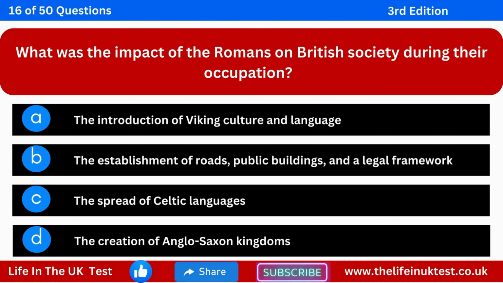What was the impact of the Romans on British society during their occupation? Option A: the introduction of Viking culture and language. Option B: the establishment of roads, public buildings, and a legal framework. Option C: the spread of Celtic languages. Option D: the creation of Anglo-Saxon kingdoms.